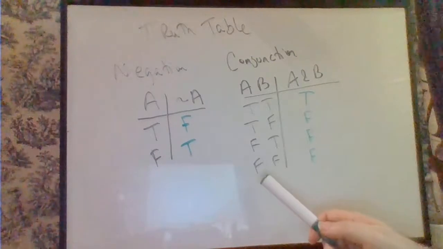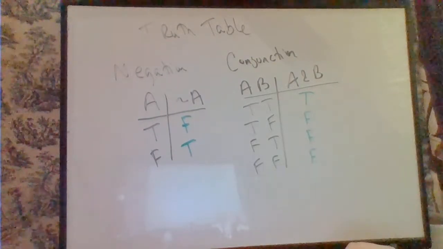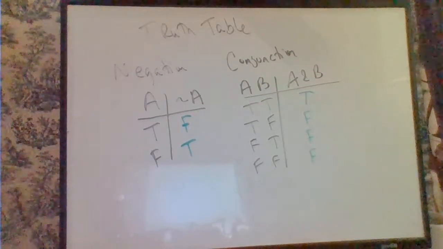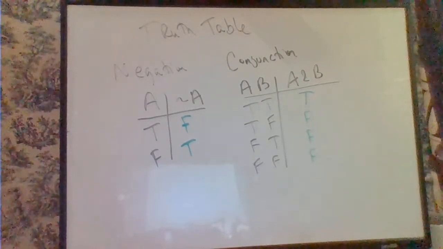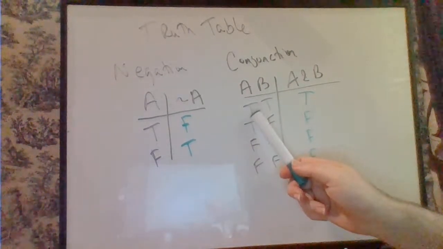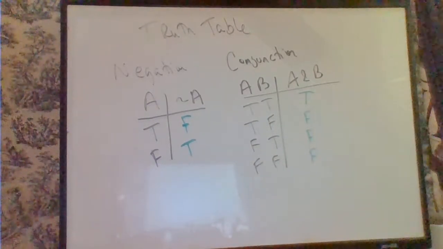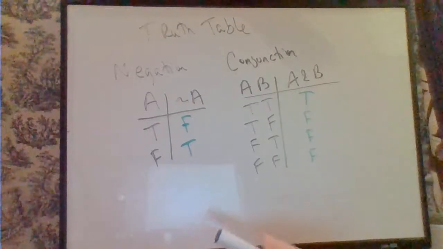If we're in a world where the lights are not on and the door is not open, then my statement is false. So the only time a conjunction is ever going to be true is where you have that first situation, true, true, right? It becomes true. All right, so that's conjunction.